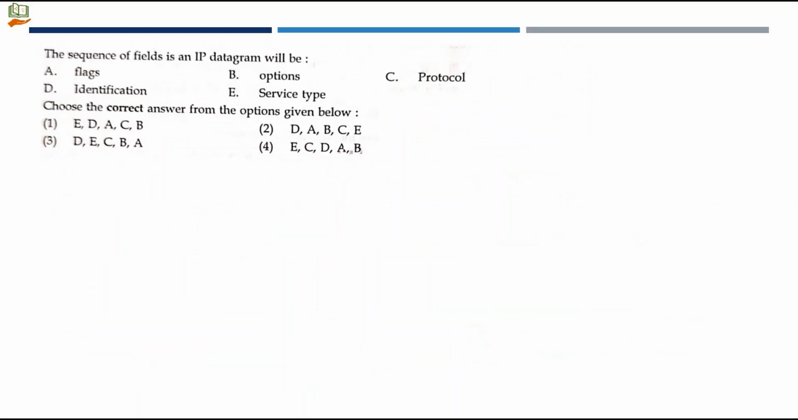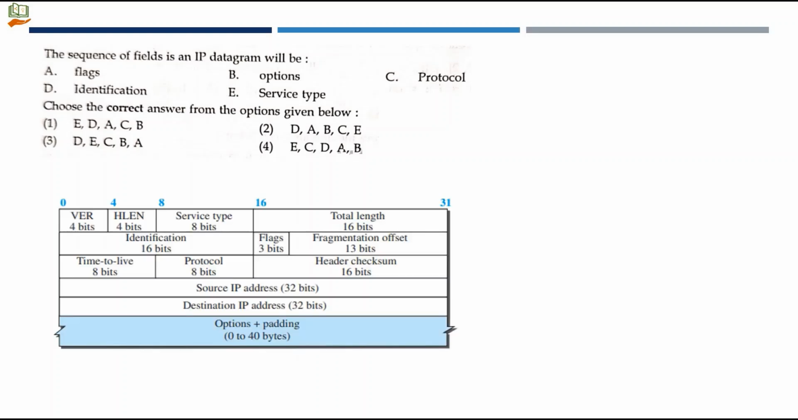Next question. The sequence of fields in an IP datagram will be. So let's see the IP datagram diagram once again. These questions have been coming in the question papers for the past 3 to 4 sessions.